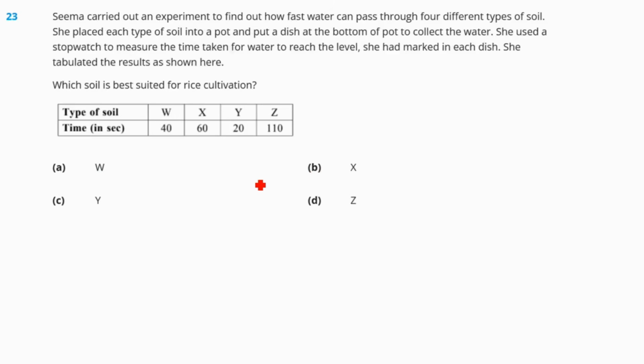Question number 23. Seema carried out an experiment to find out how fast water can pass through 4 different types of soil. She placed each type of soil into a pot and put a dish at the bottom of the pot to collect the water. She used a stopwatch to measure the time taken for water to reach the level she had marked in each dish. She tabulated the result as shown here. Which soil is more suited for rice cultivation? We know for rice cultivation, loamy soil is the best soil.